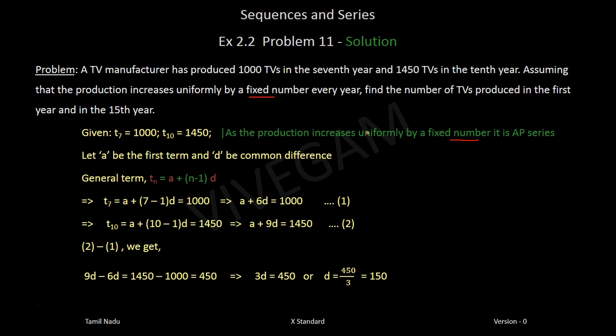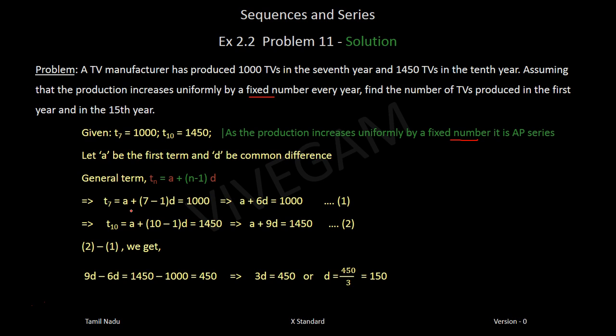So we know it's an AP series, and we know the 7th term is 1000 and the 10th term is 1450. So let A be the first term and D be the common difference. The general term is given by Tn equal to A plus n minus 1 into D. So substitute n equal to 7, you'll get T7 equal to A plus 7 minus 1 into D, that is given as 1000.